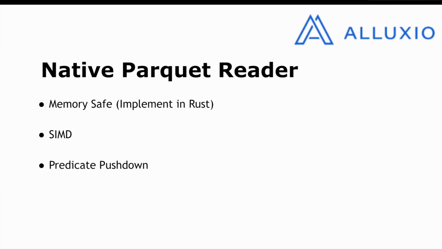The second future work is we are trying to make a native Parquet reader. We want to implement it in Rust, which can provide a much safer memory model. And also it will support something like SIMD to improve the performance. And also we plan to support predicate pushdown in this Parquet reader. And we will try to integrate the new Parquet reader into Presto, maybe also other storage or compute.